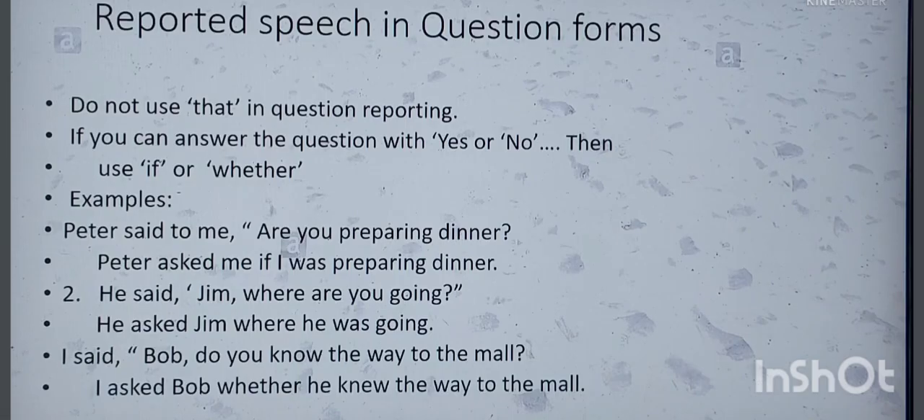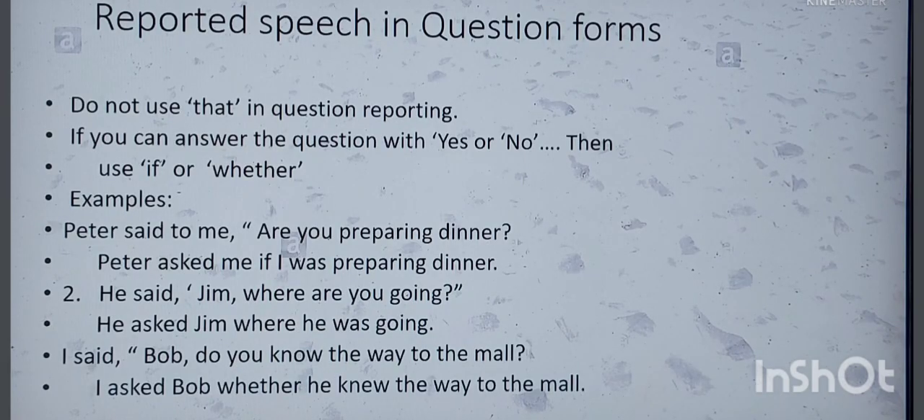Where are you going? And the answer is where he was going. Where are you? Where he was. Look, note this change where many of us make mistakes. Note this change. Where are you? Where he was. I hope you got that.